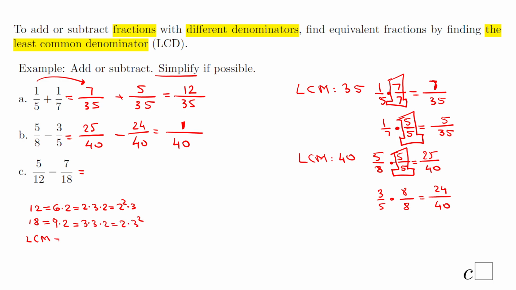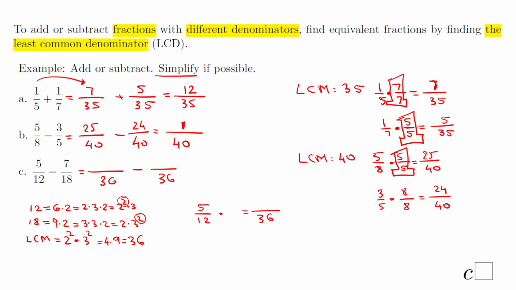So the least common multiple, if you remember, you collect all the factors, 2 and 3 in this case, and then the largest exponent for each factor. So this is the least common multiple, which is nothing else than 4 times 9, which is 36. So 36 is the new denominator, 36. And let's find the equivalent fractions.